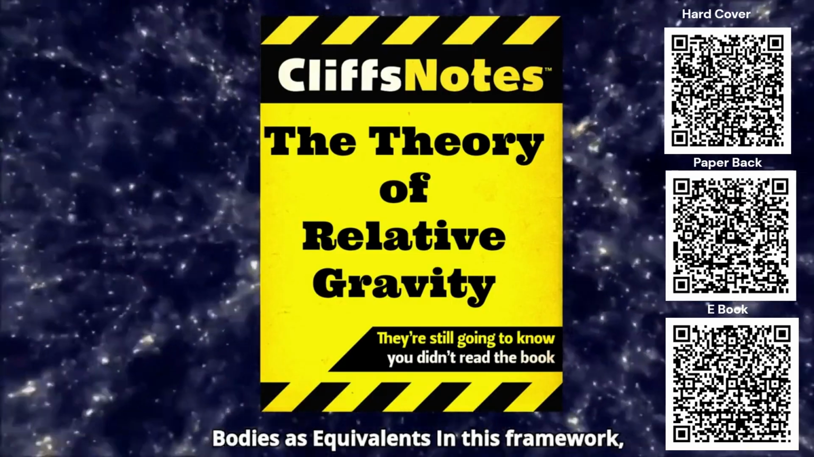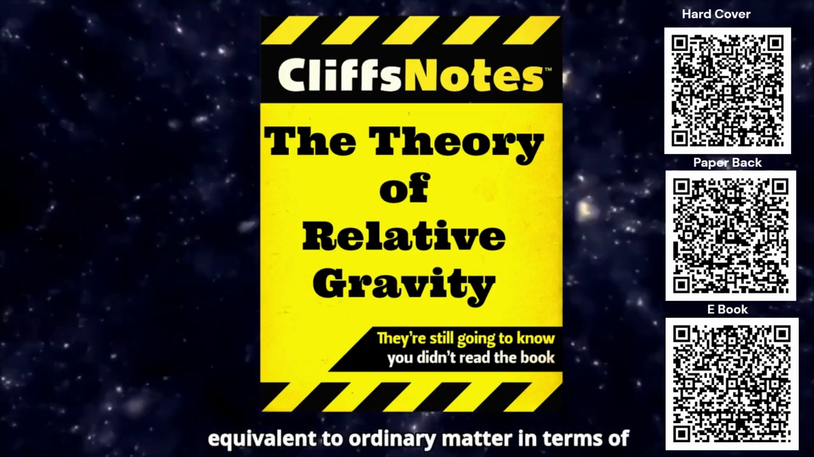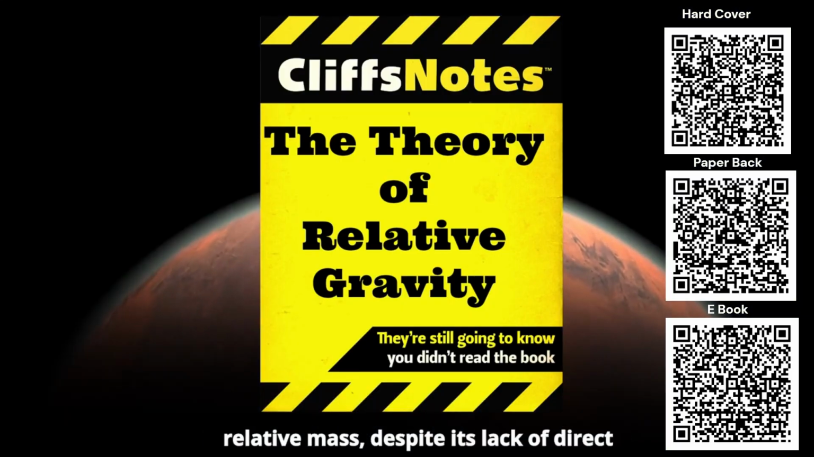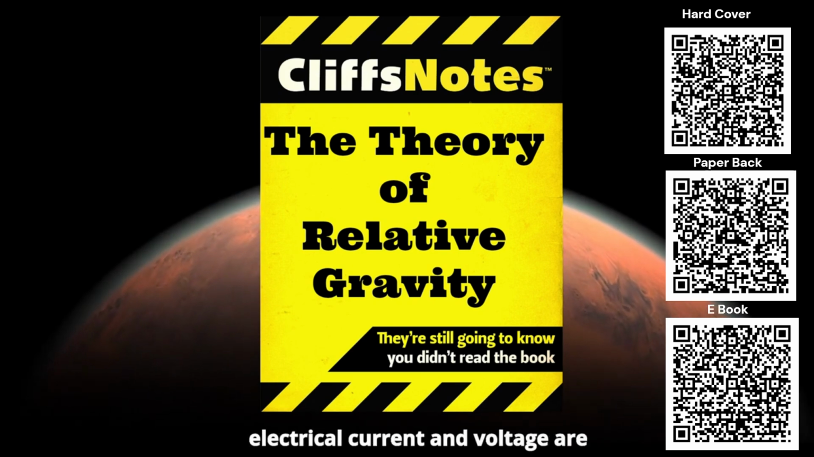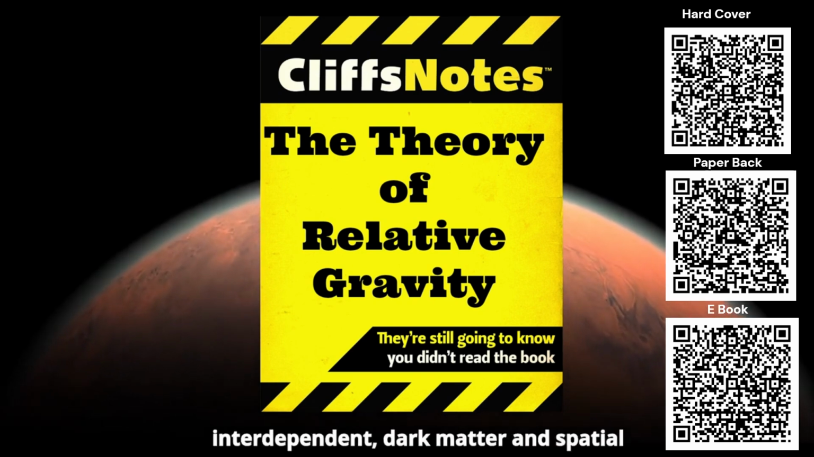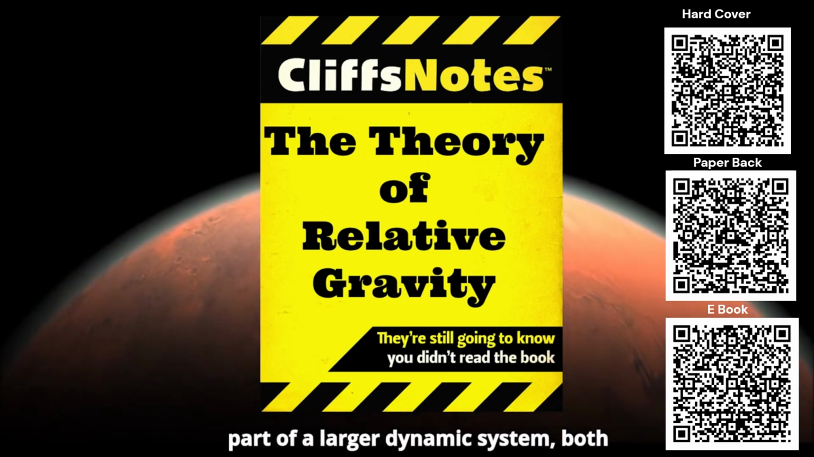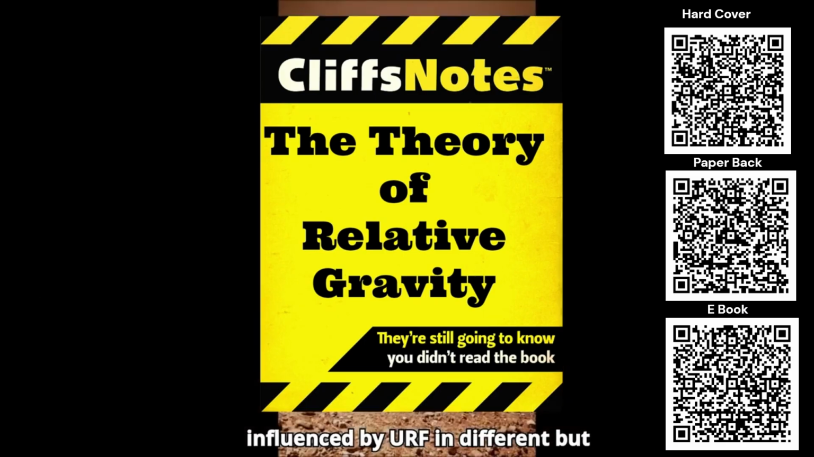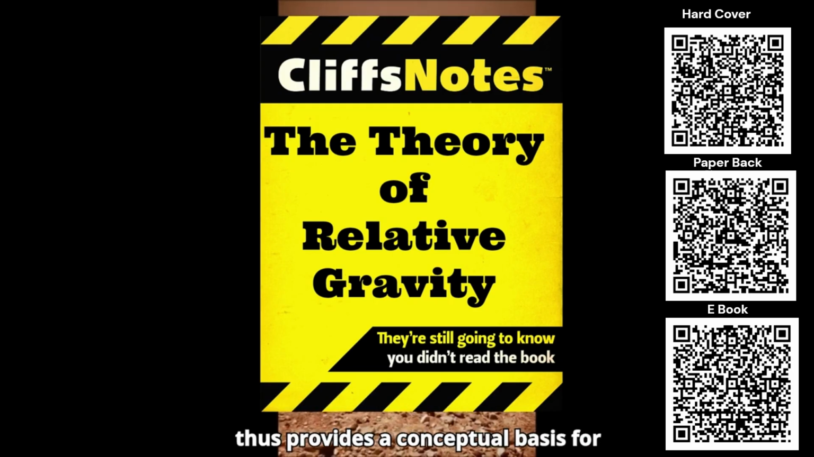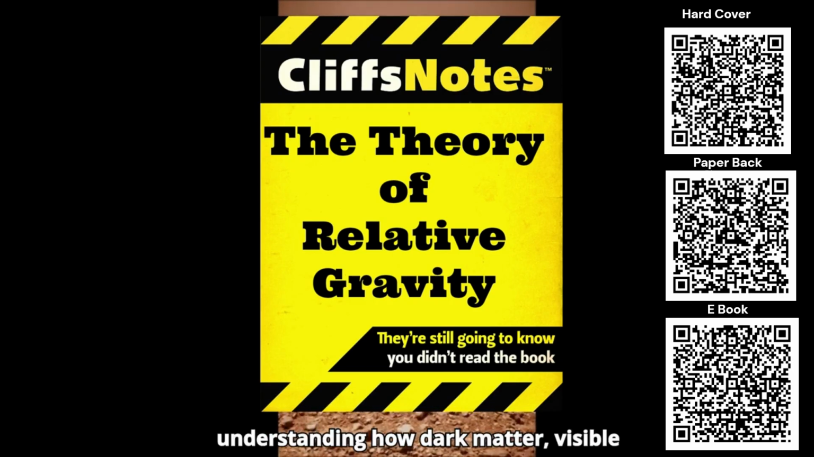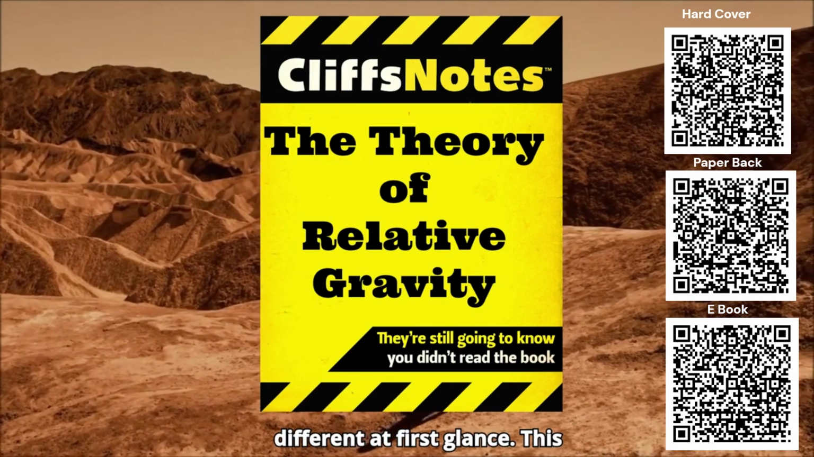Dark matter and spatial bodies as equivalents. In this framework, dark matter can be viewed as an equivalent to ordinary matter in terms of relative mass, despite its lack of direct interaction with light. Just as electrical current and voltage are interdependent, dark matter and spatial bodies, like galaxies, can be seen as part of a larger dynamic system, both influenced by URF in different but related ways. The concept of URF thus provides a conceptual basis for understanding how dark matter, visible matter, and force interactions are interconnected, despite appearing different at first glance.